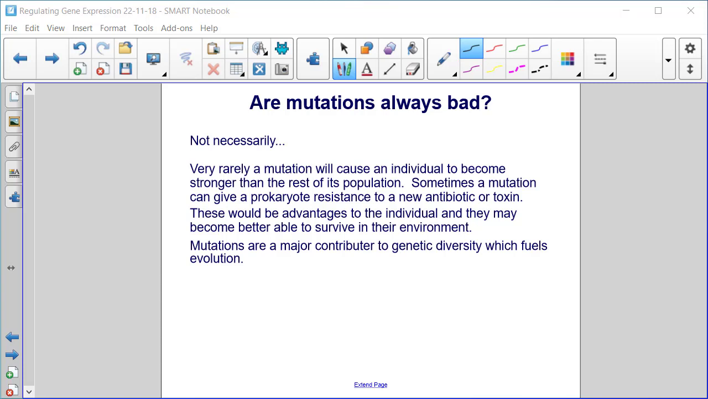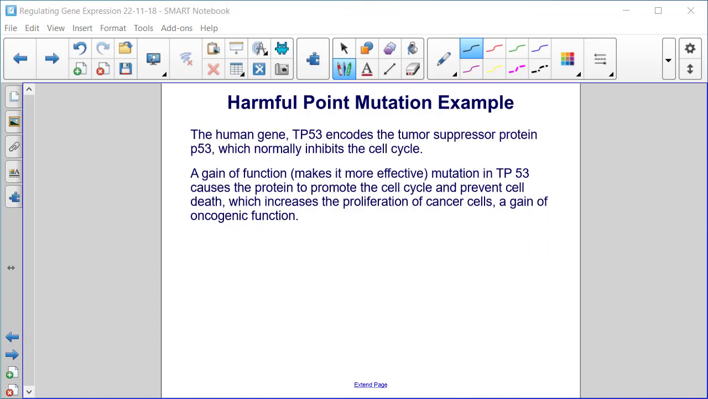Are mutations always bad? Not necessarily. Very rarely, a mutation will cause an individual to become stronger than the rest of its population. Sometimes a mutation can give a prokaryote resistance to a new antibiotic or toxin. These would be advantages to the individual, and they may become better able to survive in their environment. Mutations are a major contributor to genetic diversity, which fuels evolution.